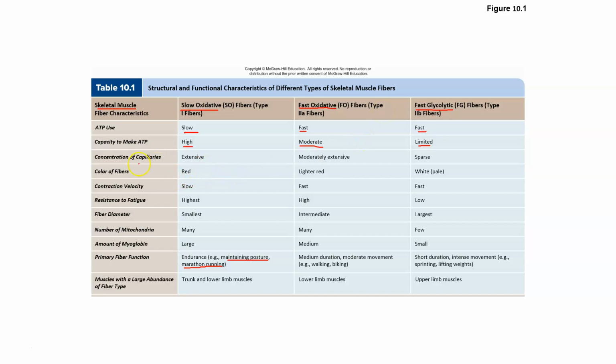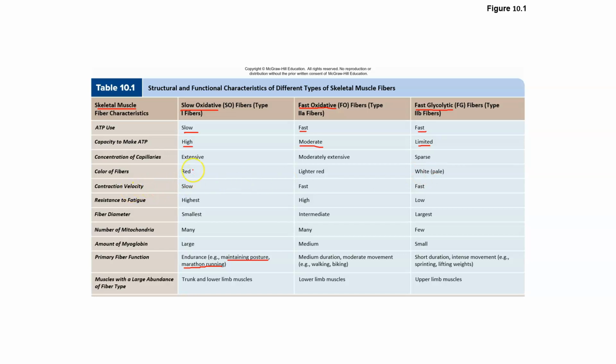Right, so here it is, concentration of capillaries, right? And that is your supply of blood. If the capillaries are extensive, the muscle is going to appear to be red in color. If it's sparse, as in over here in the fast glycolytic, it's going to appear to be white. And moderately extensive, of course, the concentration of capillaries, these are going to appear to be somewhere between a red and a white fiber. Color of the fibers, there we go, right? Colors red, lighter red, white. And that's all dependent on blood supply.